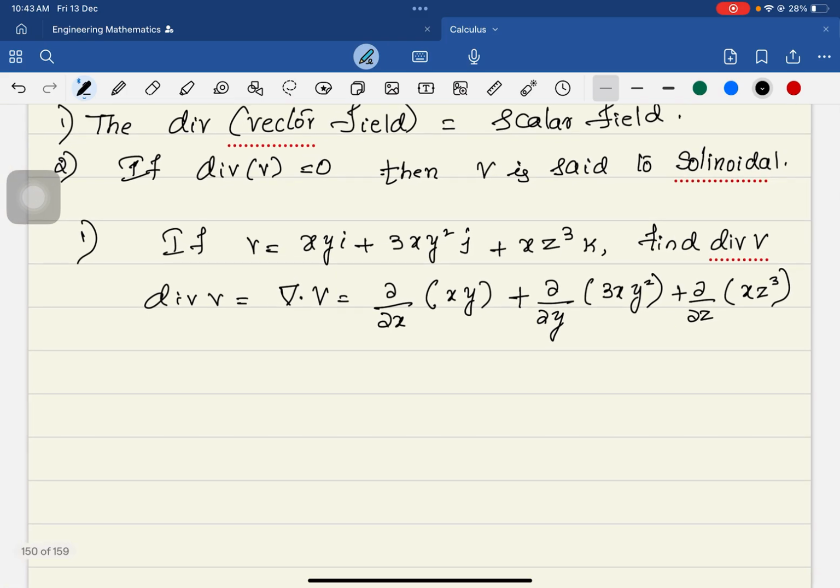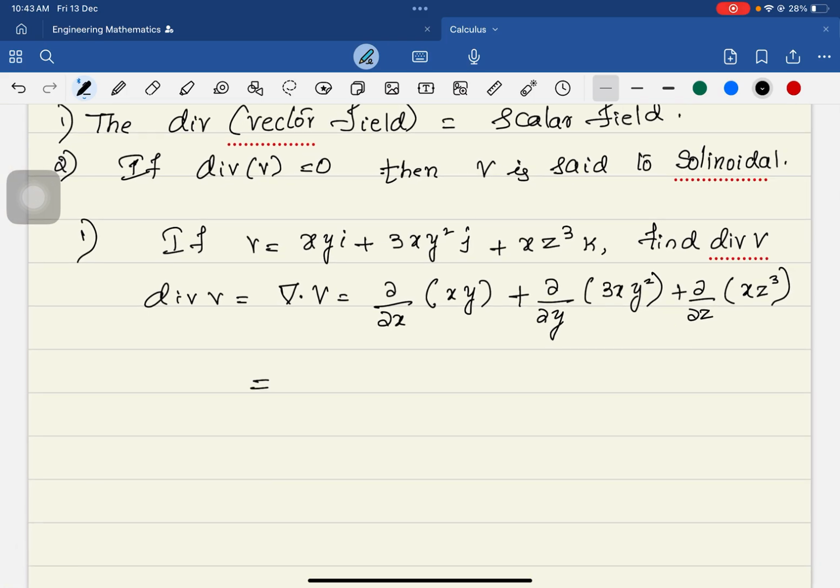So now, what is the derivative of xy with respect to x? It is y. The derivative of 3xy square with respect to y is 6xy, and the derivative of xz cube with respect to z is 3xz square. So this is the divergence of the vector field v. I hope you could understand.